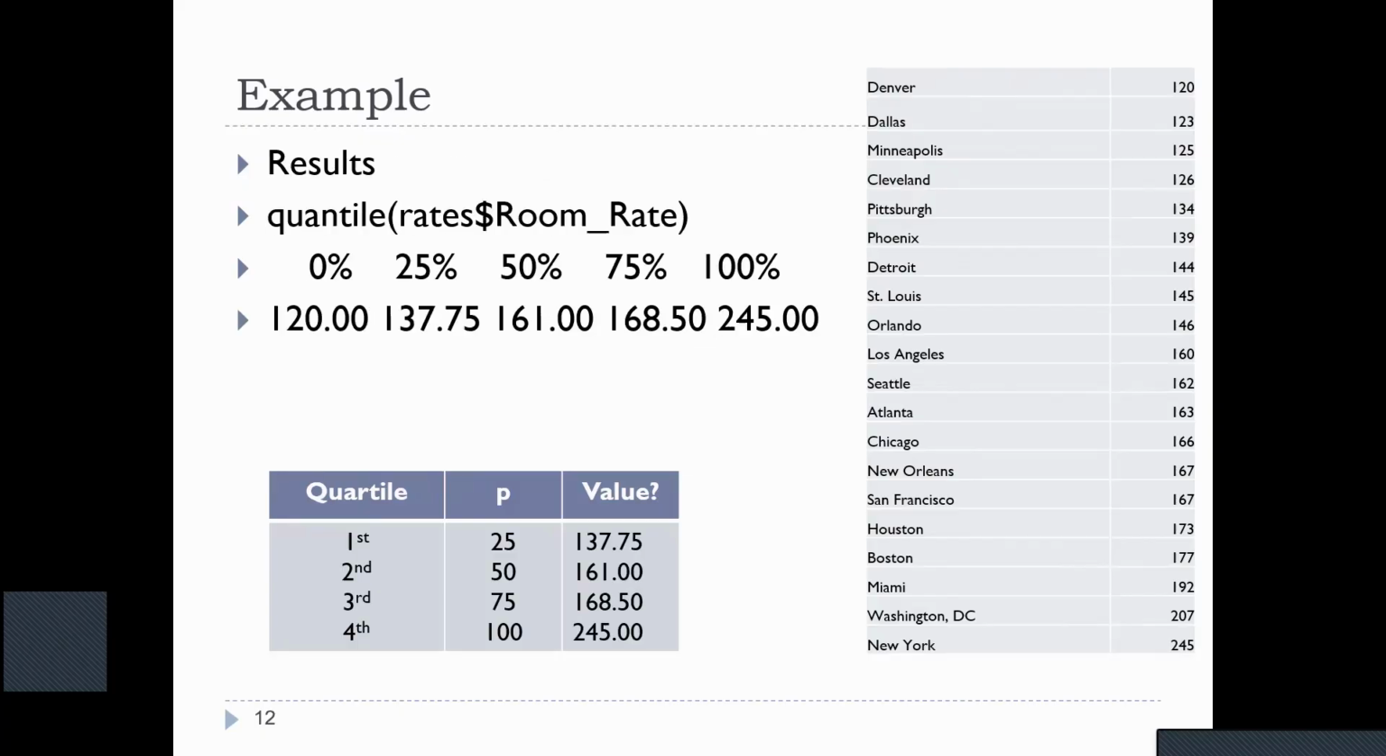So if we do that command, this is what we get. And notice in our table for quartiles, we start with the 25th percentile, and that is 137.75. Then there's our 161. Then we have 168.5, and then 245, which is the highest value, which is New York, which in this set I have resorted so that New York is at the bottom, so that it goes more in order of how the quartiles go from lowest to highest.